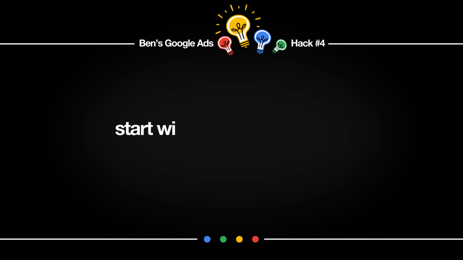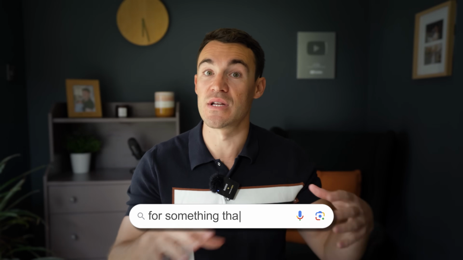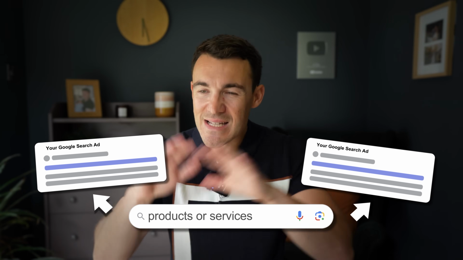Hack number 4 is to start with search campaigns and then expand. Now, when most people think of Google ads, particularly beginners, they think of search ads. They think that their ads are going to appear in front of people that are searching on Google for something that is closely related to their products and services. So that's the easiest to understand.